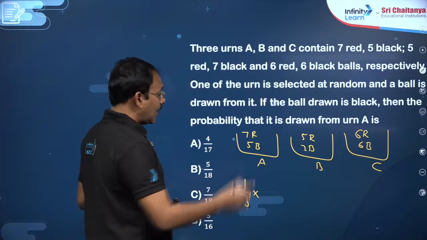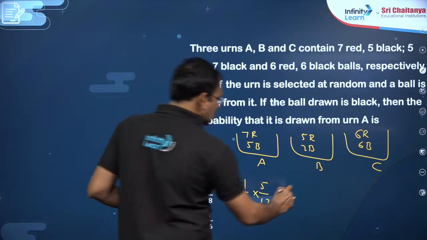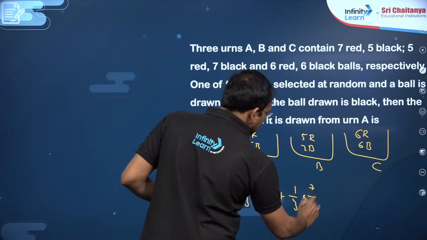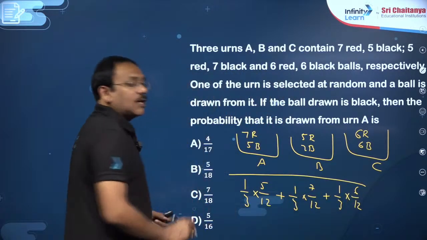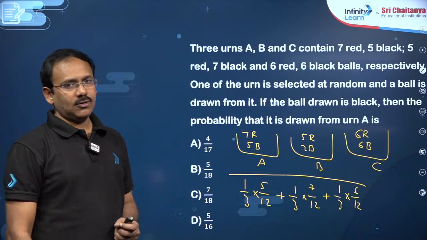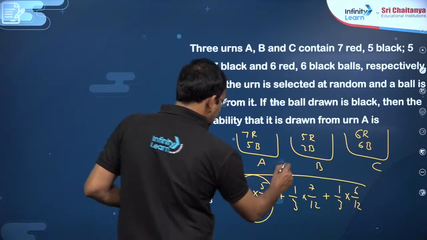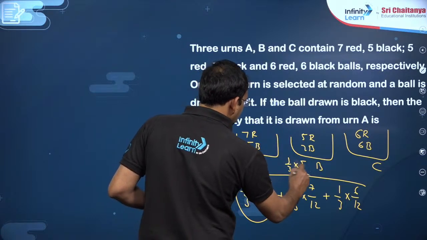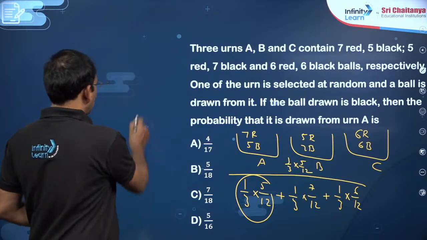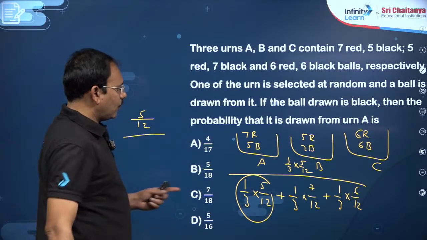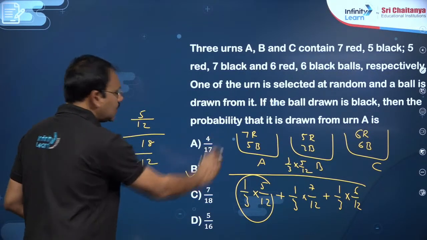What is the chance that this is selected? 1 by 3, and select one ball from this, that should be black, 5 by 12, or this is 1 by 3, black, 7 by 12, this is 1 by 3 into 6 by 12. This is the total probability of getting a black ball. But I just want it from urn A. So, the urn A related one you write in the numerator, 1 by 3 into 5 by 12. You just cancel 1 by 3, 5 by 12 by, you will get 5, 7, 12, 6, 18 by 12. So, 5 by 18 is the probability.